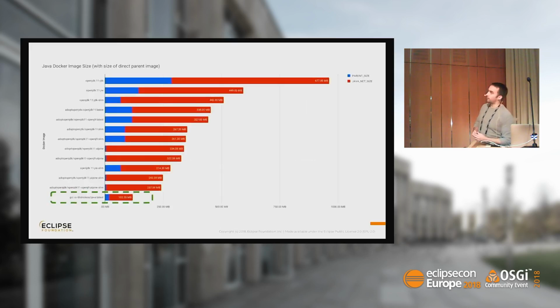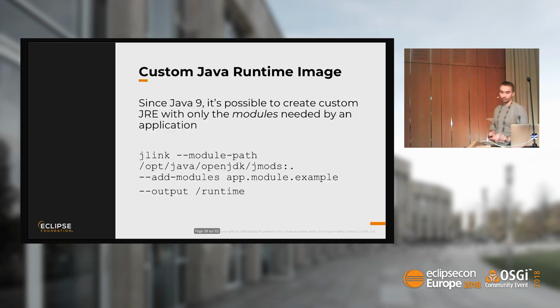So where are we with this Distroless image from Google? Not bad, about 120 megabytes. So 100 megabytes for the Java part and 20 megabytes for the base image part. Can we do better? Yeah, we can do even better. Since Java 9, we can actually create custom Java runtime images. So you can use JLink. It's a program that comes with Java 9 and later versions.